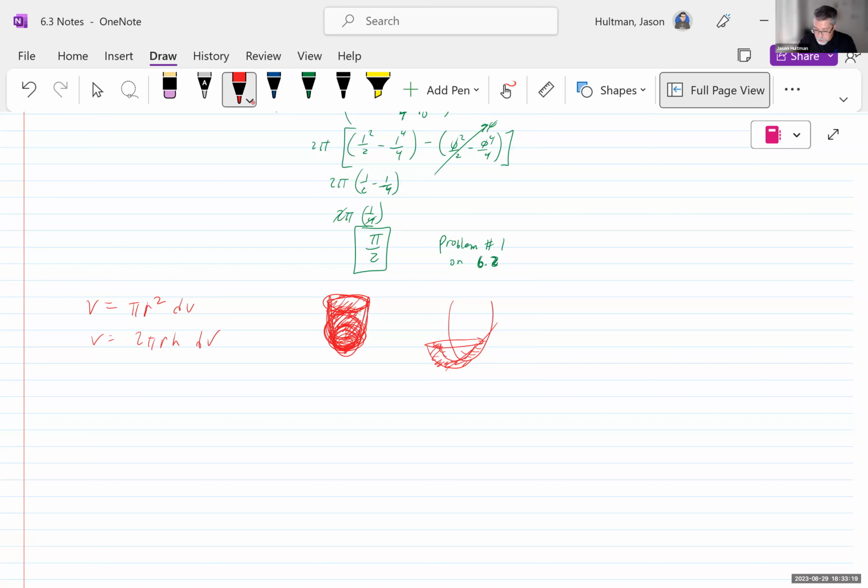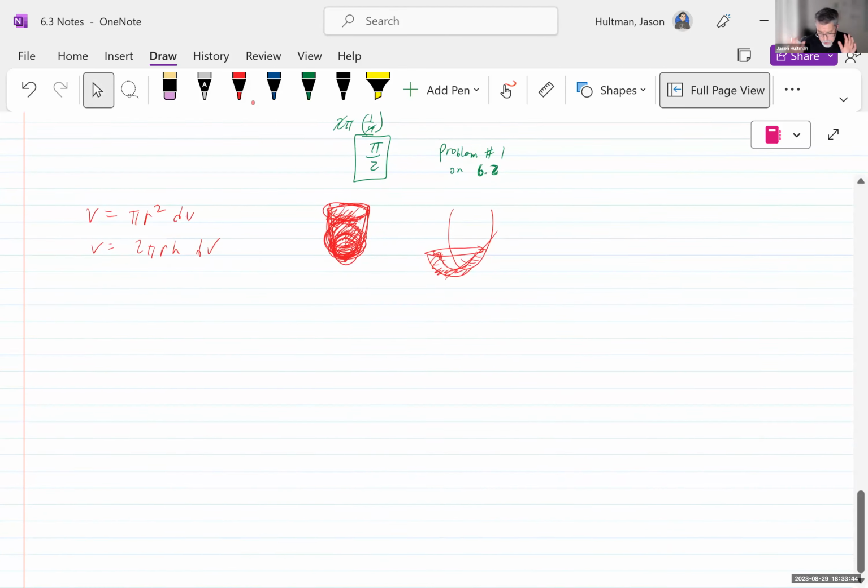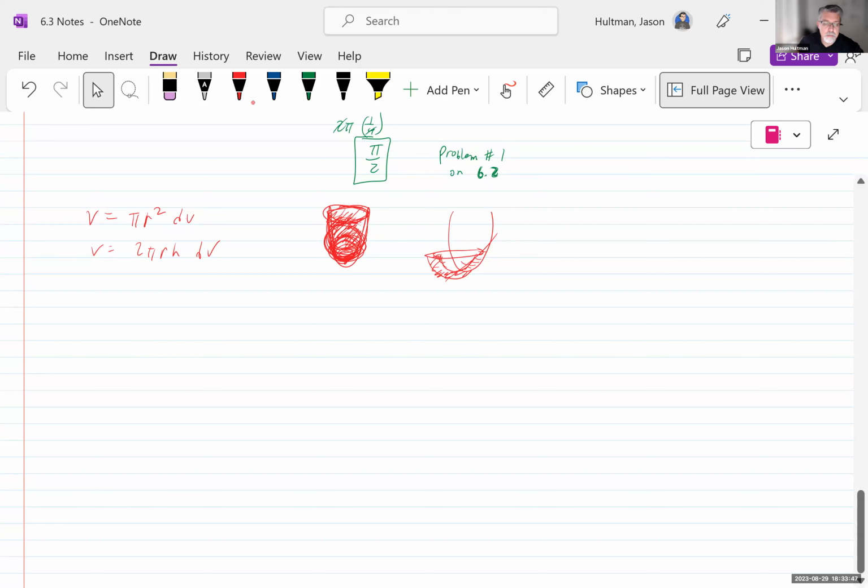So we can either use infinite discs to do this, or infinite washers if we're punching out the middle, or we can use cylindrical shells by just wrapping and wrapping and wrapping. Okay, so that's kind of the concept for the difference between washers and cylindrical shells. And I didn't really catch that concept when I first took this class, which was a little while ago, probably over 20 years ago.